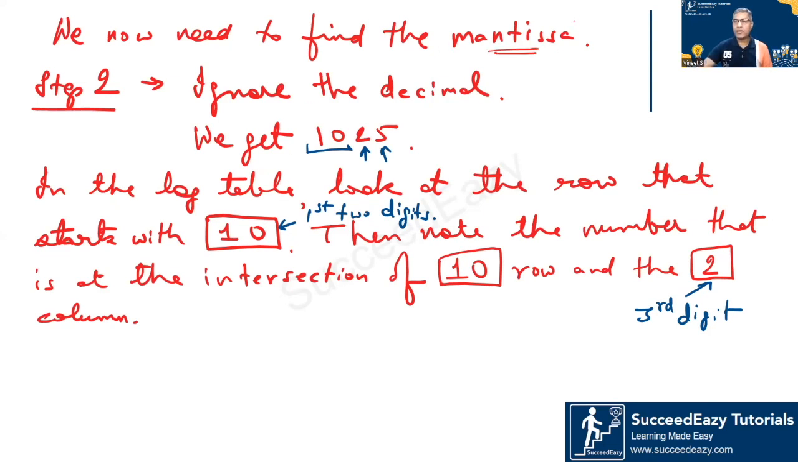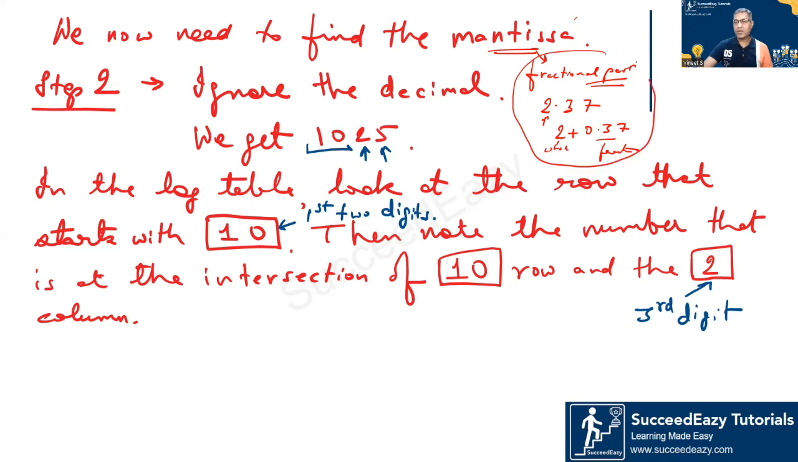Mantissa, what is mantissa? Mantissa is basically your fractional part of the number. A number is made up of a whole part, as in, let's say 2.37. In this, 2 is the whole part. It is the same thing as saying 2 plus 0.37. So this is the whole part, and this is the fractional part. I hope you understand this already.